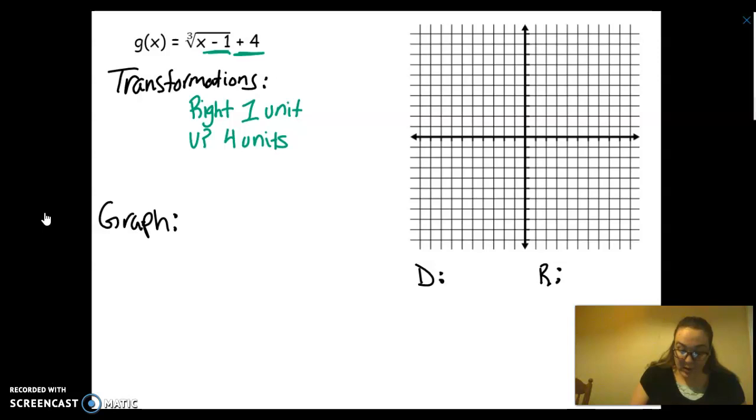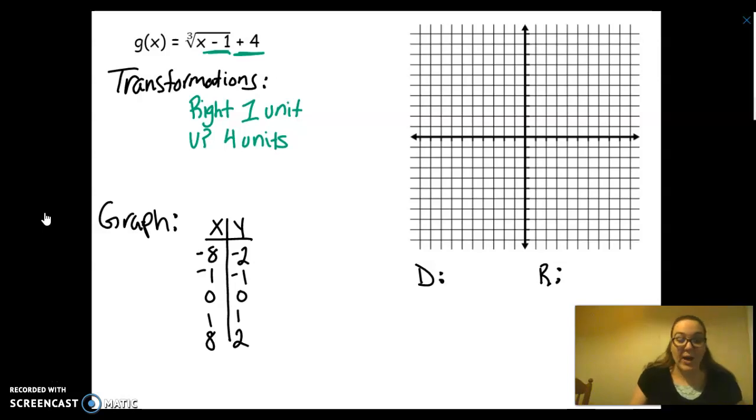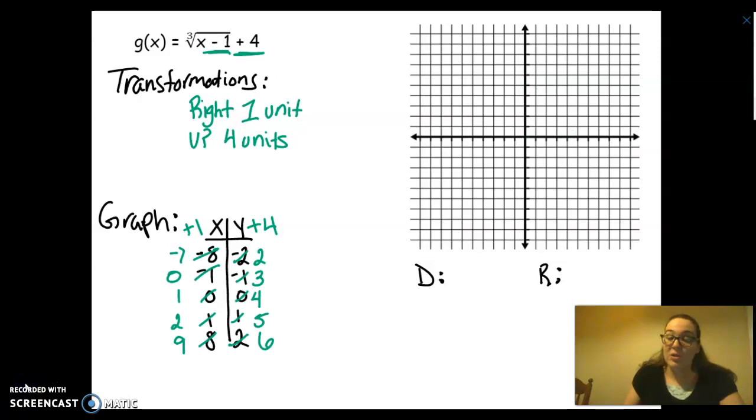Now to graph, we want to use that same parent function that we did on page 1 here. So that negative 8, negative 1, 0, 1, 8, because I want to be able to cube root the numbers. And then because our transformations were moving to the right, well, moving to the right on our graph is a positive action. So that's why I'm going to add 1 to my x values. And moving up on the graph is also a positive, which is why I'm going to add 4. Go ahead and pause here and add 1 and add 4. When you add 1 to the x's and add 4 to the y's, that right there is what you should get. Go ahead and put that onto the graph.